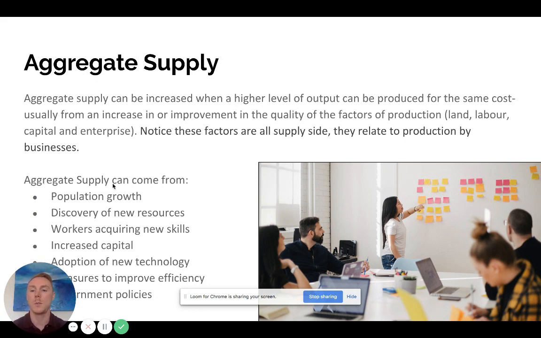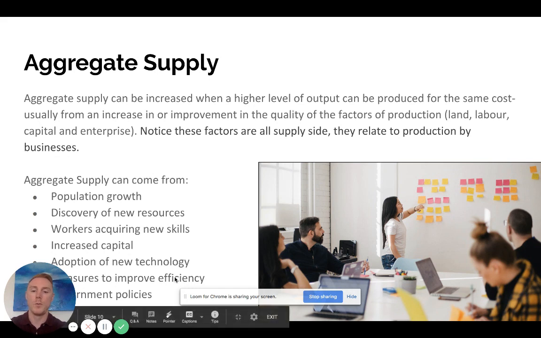So aggregate supply can come from population growth. There's more people, there's more workers. Discovery of new resources, so there's more stuff to use to produce goods and services. There's workers acquiring new skills, so education and stuff like that. There's increased capital, adoption of new technology, measures to improve efficiency, and then lastly, I think it's maybe cut off in my face here, government policy.